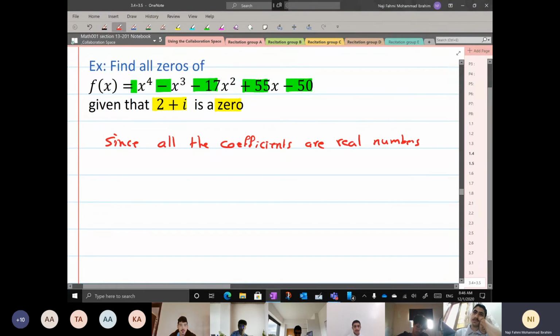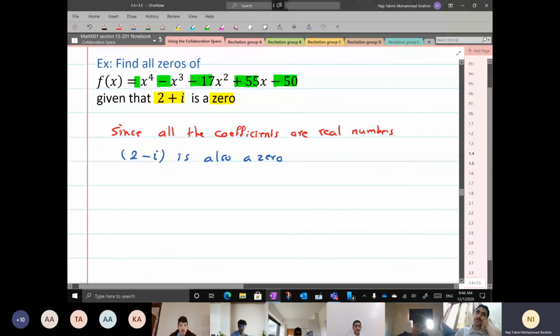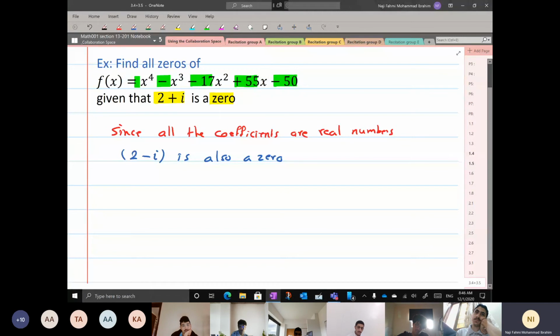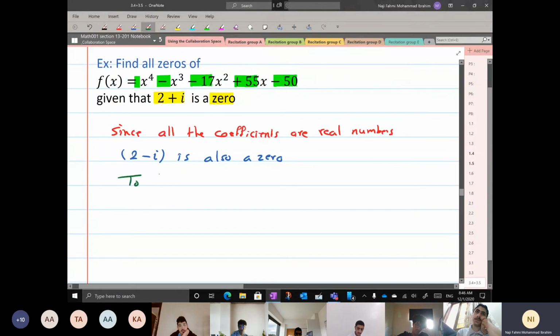2 plus i is a zero and 2 minus i is also a zero. So how many zeros do we know in total? We know 2 and we are missing 2, so we have to find these 2. How can we find the missing zeros? We can divide.